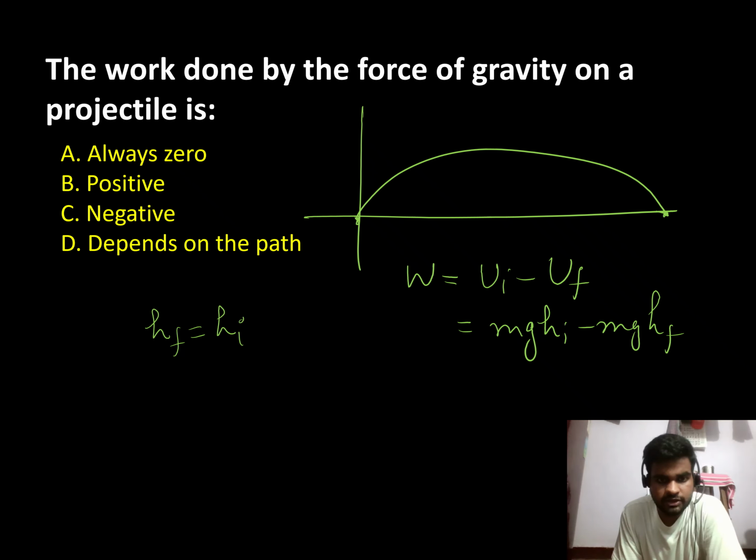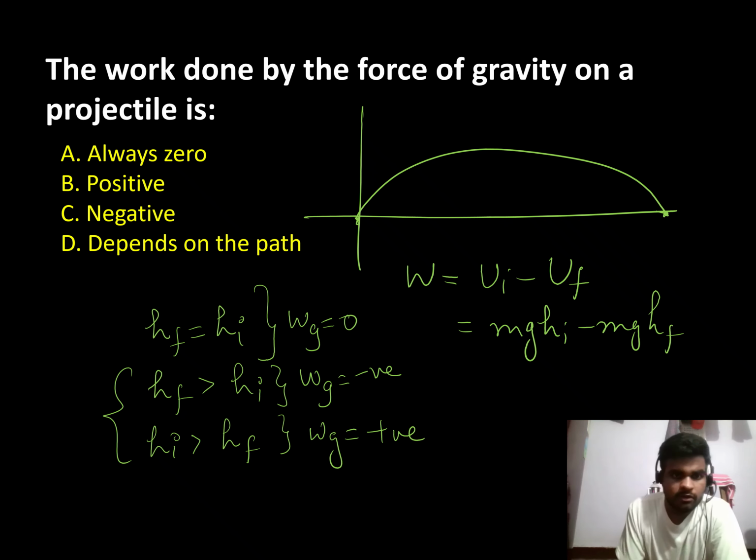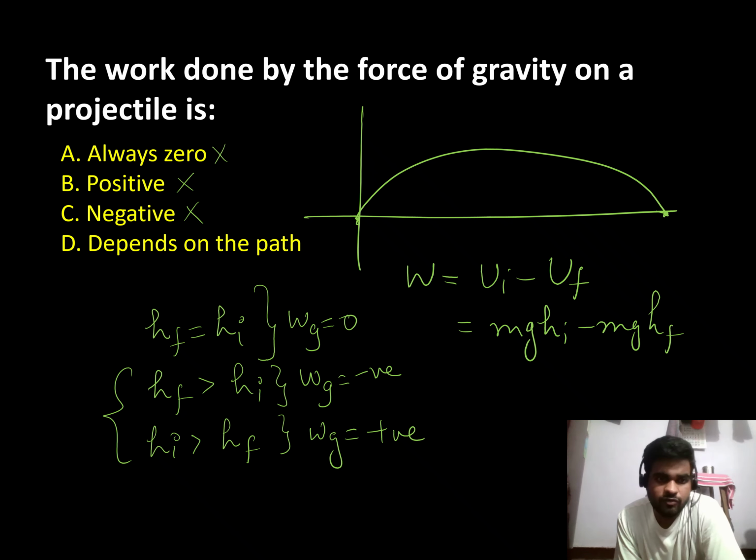If h final equals h initial, then work done by gravity will be zero. If h final is greater than h initial, then work done will be negative. If h initial is greater than h final, these two are for inclined planes, work done will be positive. So it's not always zero, not always positive, not always negative. So the appropriate option, if you are to mark, should be option D.